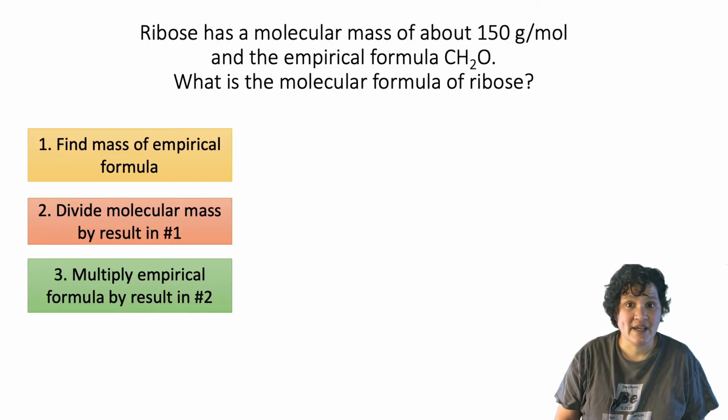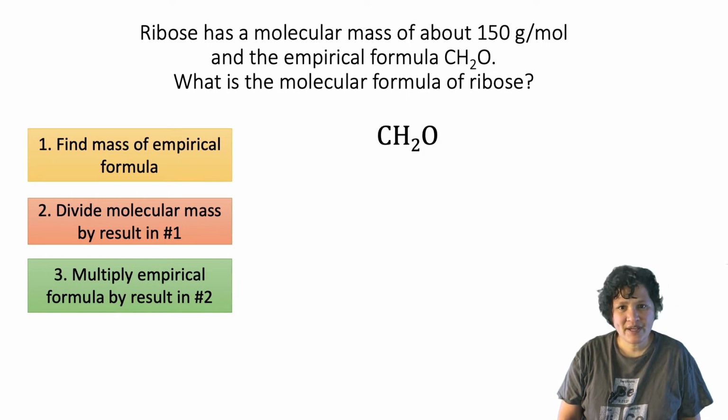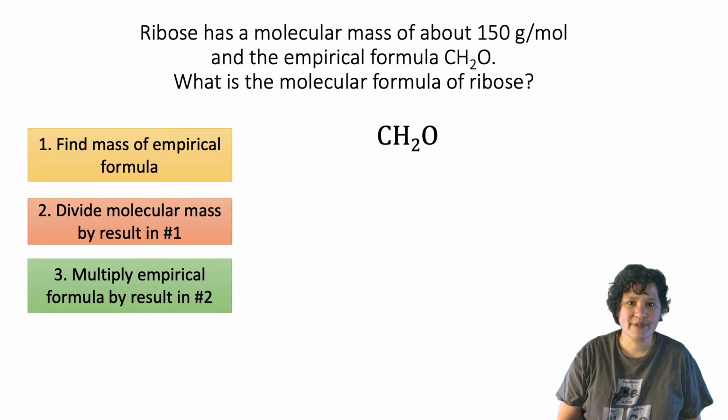Let's look at an example. We're going to figure out the molecular formula of ribose, which has an empirical formula of CH₂O. First, we have to find out the mass of the empirical formula.